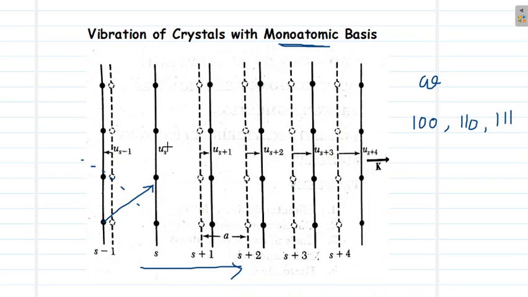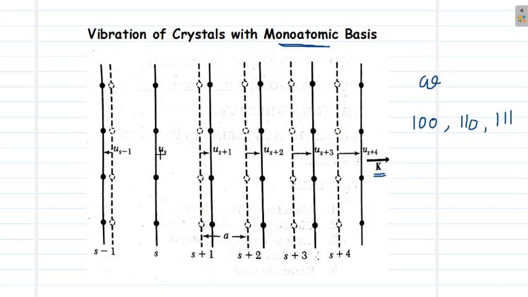Now when a wave propagates through such crystals, as indicated in this figure, different planes will be oscillating along its mean position. So here these dashed lines represent the mean position of all the planes, and these solid lines represent the position of different planes when the wave is propagating. The wave vector of the wave is k.